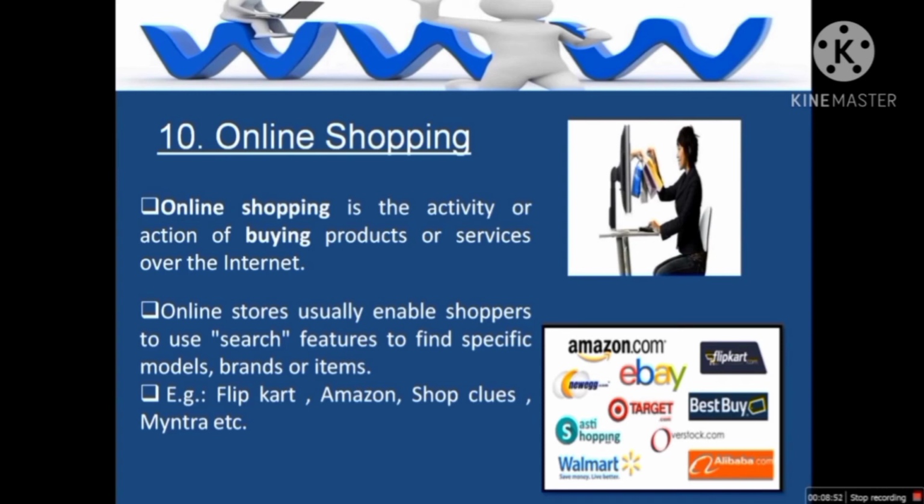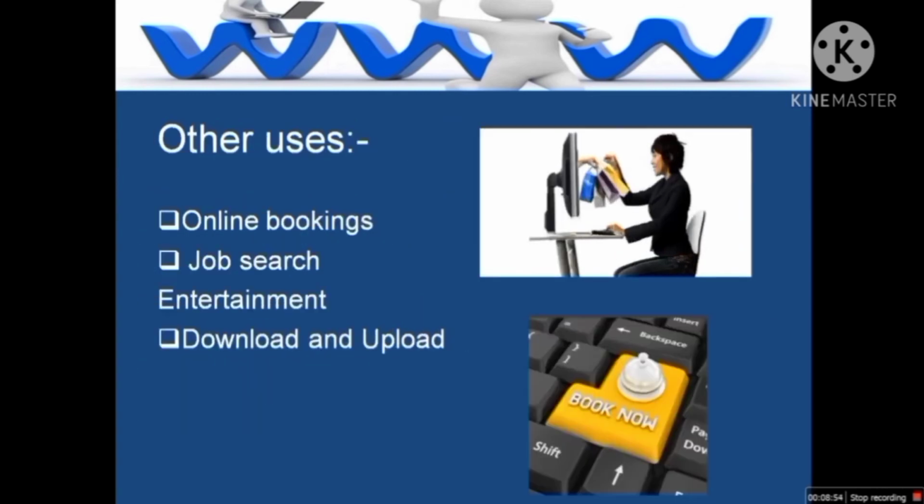Now some of the other uses of the internet are online booking. You can book any resort, any hotel, any plane, anything, any transportation at all, by using the online booking service. The next is job search. We can also search for jobs over the internet. It is also used for entertainment, like we can listen to audio, video, and watch movies over the internet. The next is downloading and uploading.